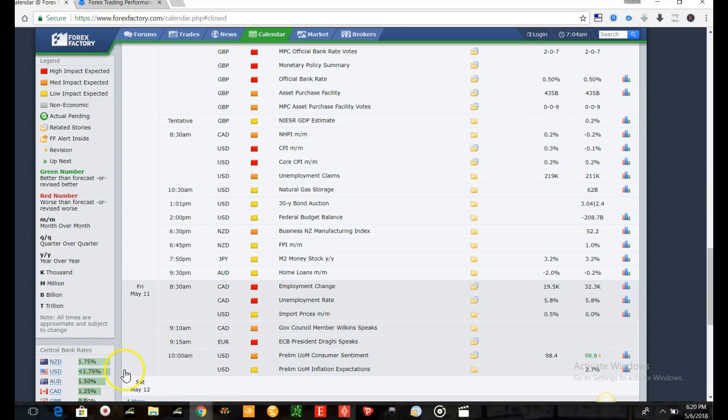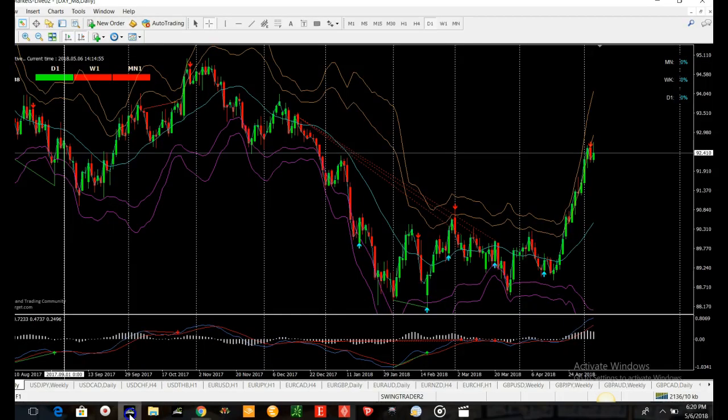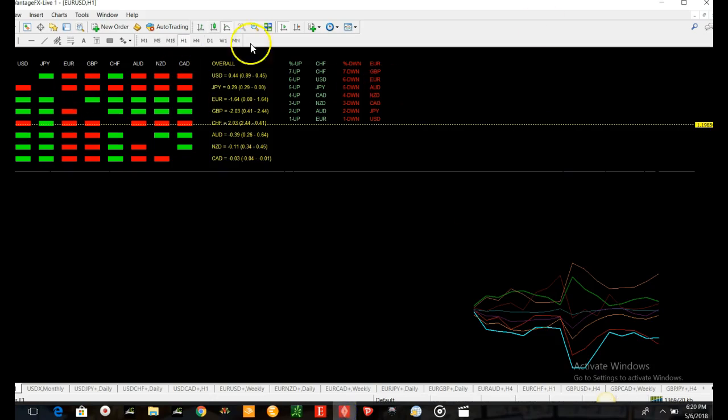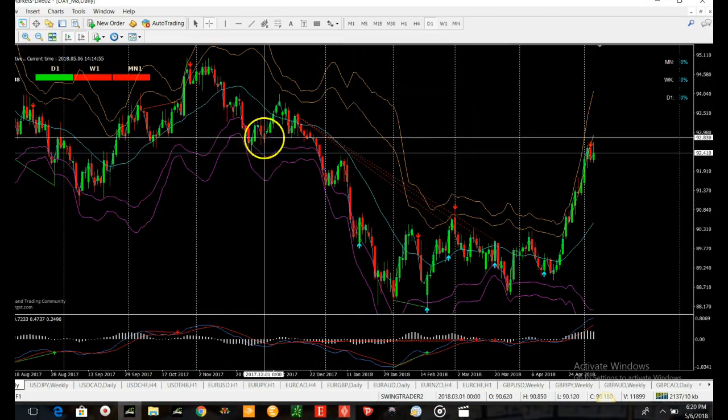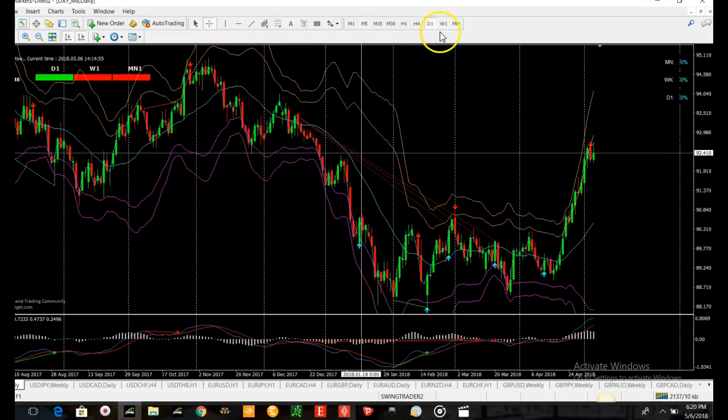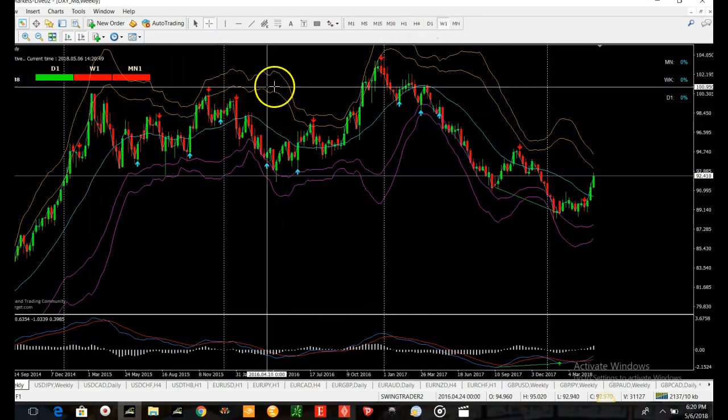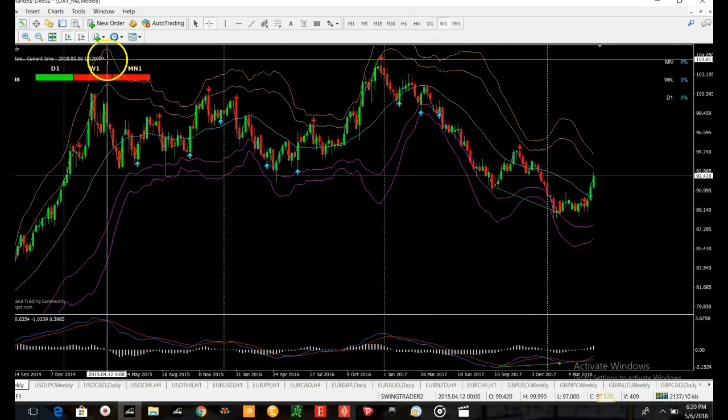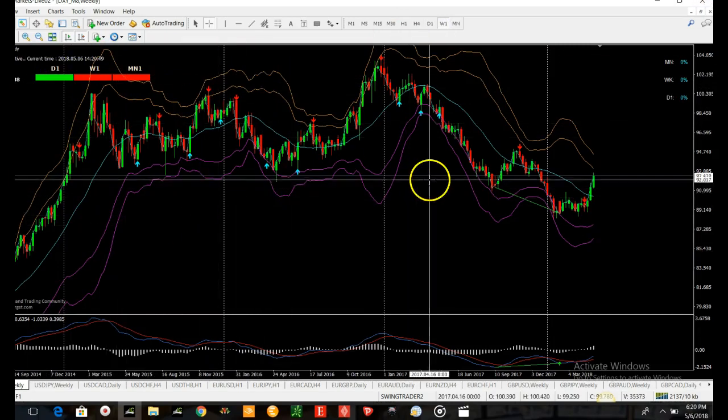So I'm going to head over and look at the charts. Last week the US dollar was up, followed by the Japanese yen. Near the end of the week, the euro and the pound. We talked about the USD index last week, coming towards 93.